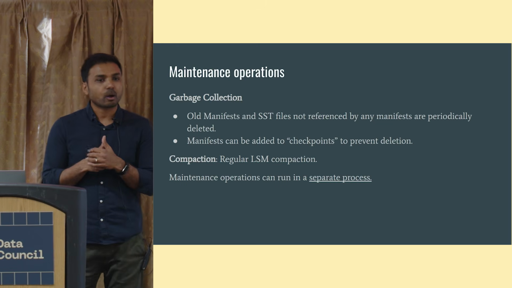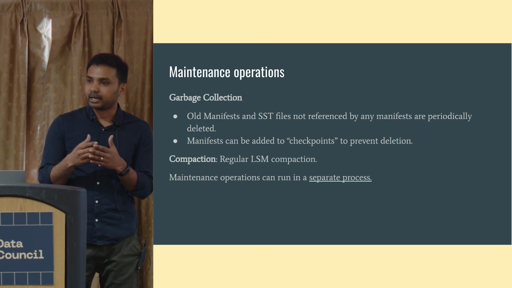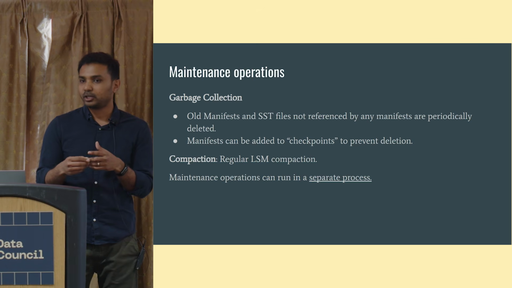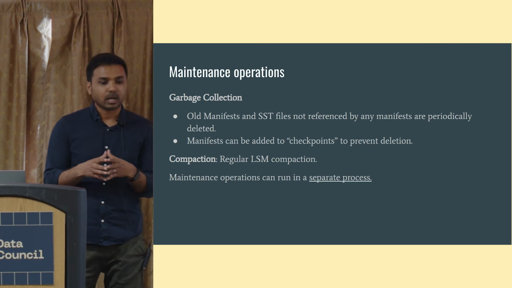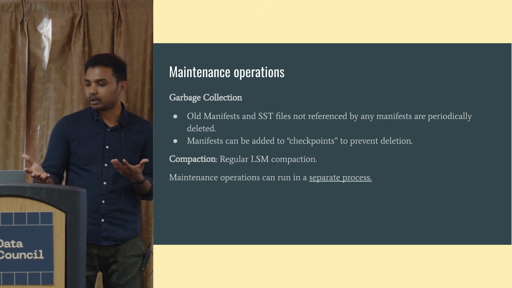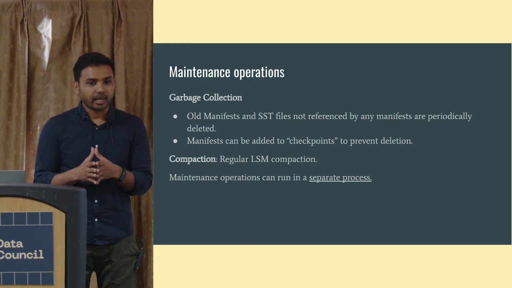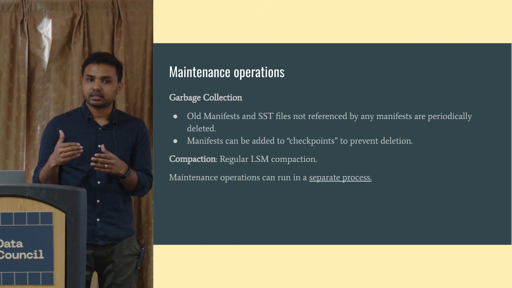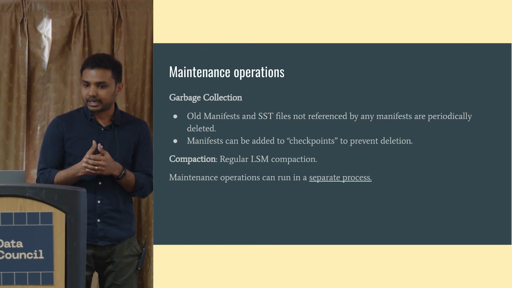I described that a lot of these small files are created, and every state change creates a new manifest. So a lot of files are not going to be required anymore. That is where garbage collection comes in. It gets the current manifest, it finds all files referenced by that manifest, and it deletes everything else.